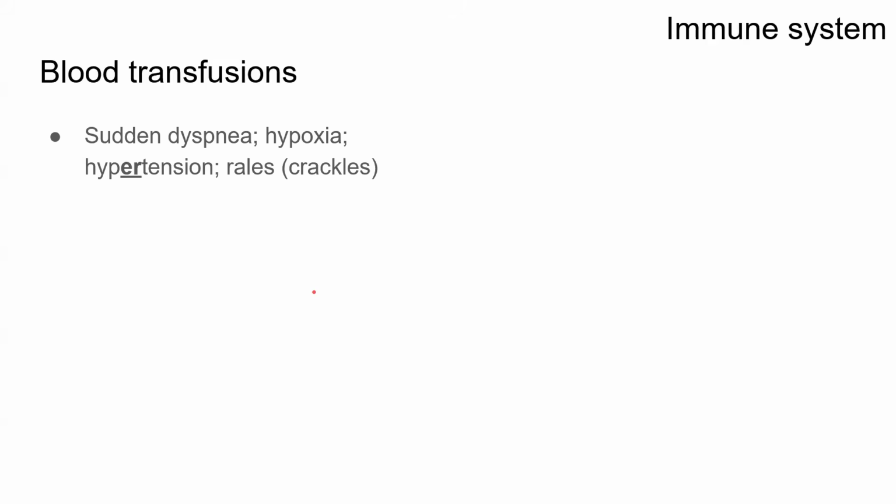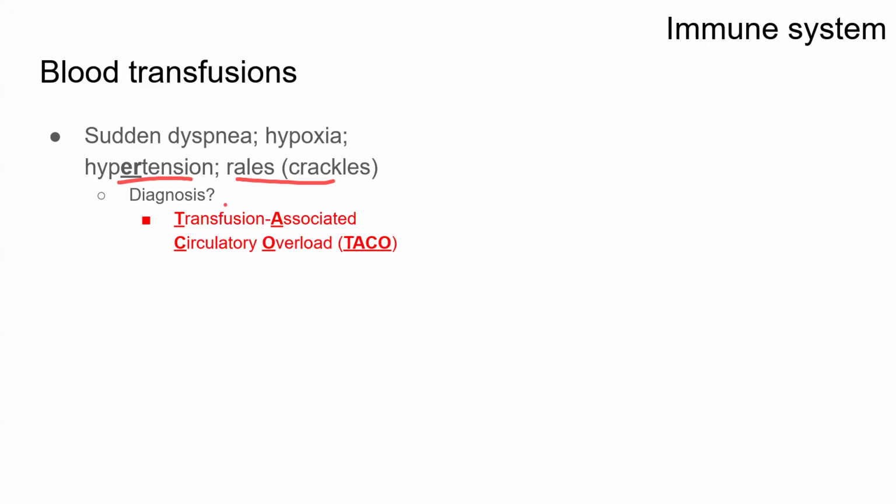Okay, so let's say, for example, a different patient is getting a transfusion and all of a sudden they get short of breath, their oxygen saturation tanks, they become hypertensive, so their blood pressure skyrockets, and they have crackles on pulmonary exam. So these crackles and the hypertension kind of give it away to me, but the diagnosis in this case is a TACO, or transfusion-associated circulatory overload.